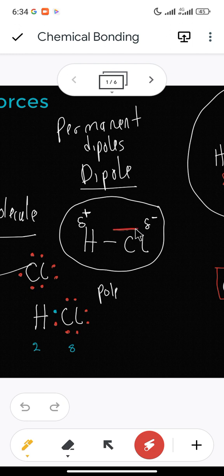because it is more electronegative than hydrogen. So the side that is electron sufficient, that has more electrons, is going to carry the negative charge, while the side that is electron deficient is going to carry the positive charge. And we call this a permanent dipole because for every molecule of hydrogen chloride, it's going to be this way.